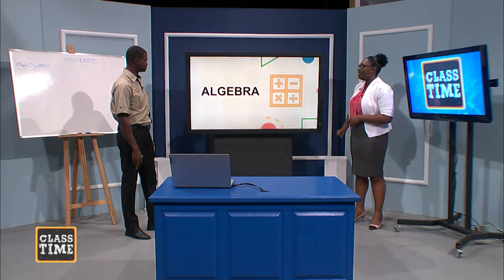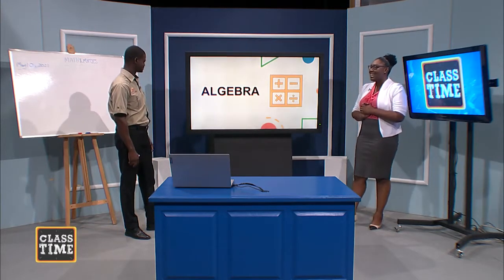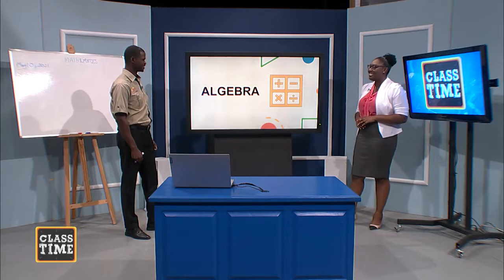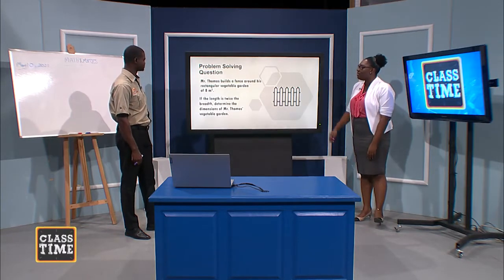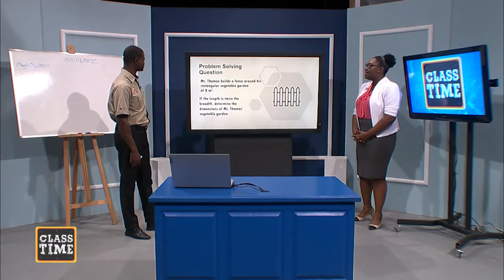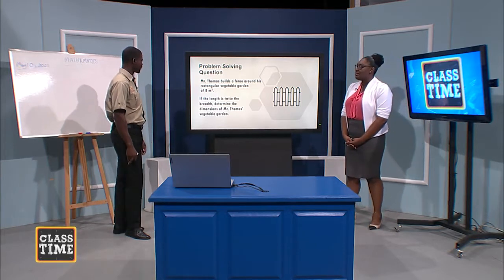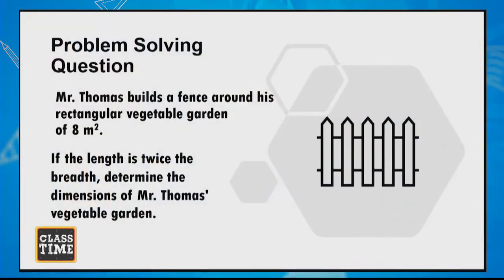All righty. Now we're getting into some exciting times. Algebra. So let's start off with our first algebra problem-solving question. Here we have Mr. Thomas, and Mr. Thomas builds a fence around his rectangular vegetable garden of 8 squared meters. If the length is twice the breadth, determine the dimensions of Mr. Thomas's vegetable garden.